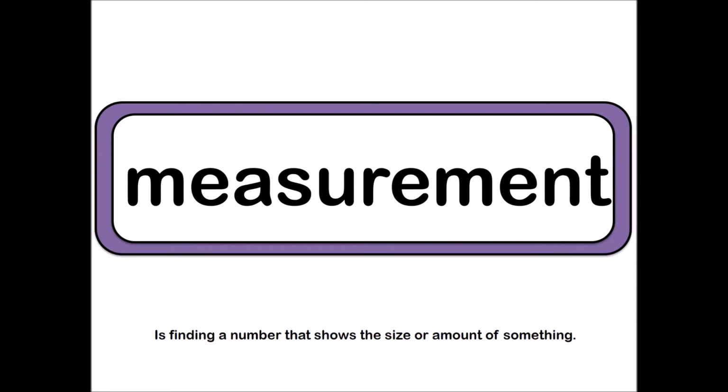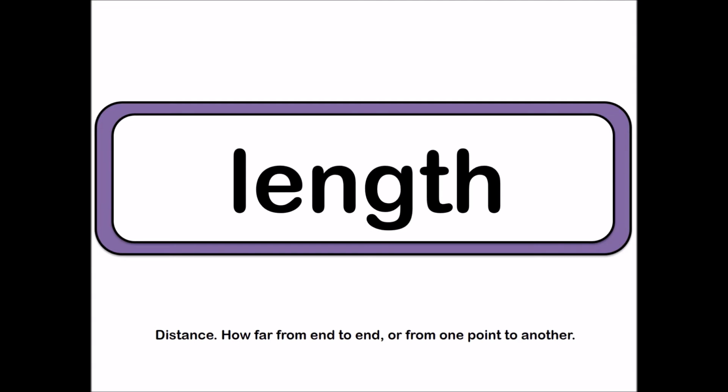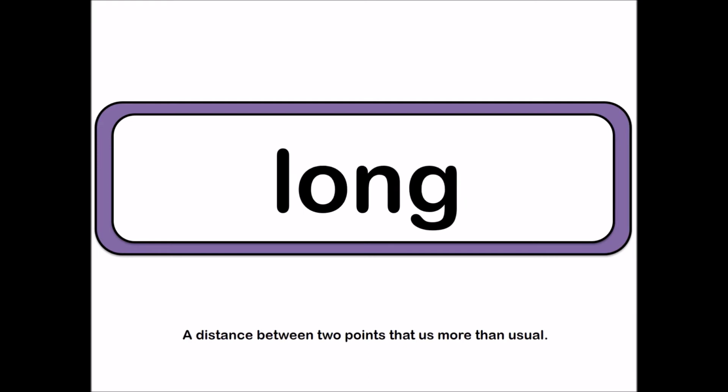This is the word measurement. What's the word? Measurement is finding a number that shows the size or the amount of something. This is the word length. What's the word? So length is the distance. So it's how far from end to end or from one point to another.